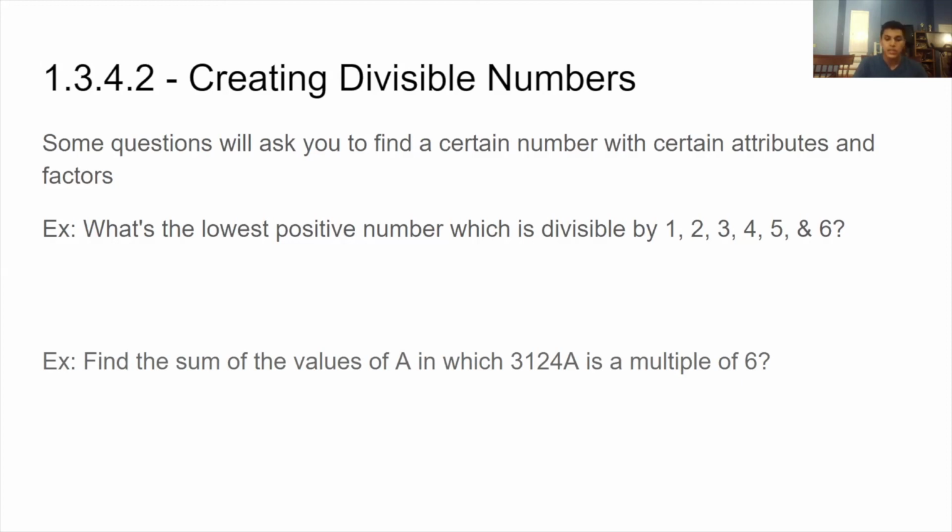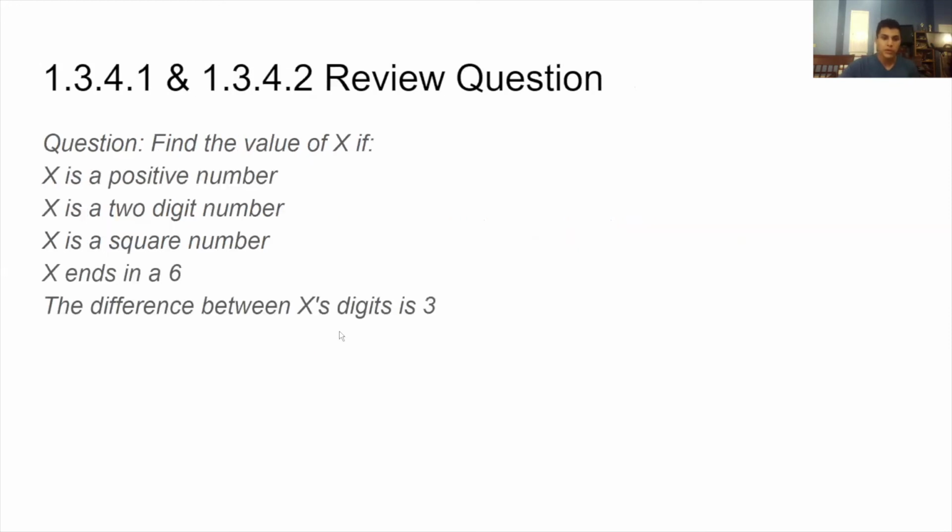And then we had to use our divisibility rules and simplify what 6 means, which is 2 times 3, in order to find the value of A. And then finally, we went over a review question where we had to find the value of X under certain conditions where it's a positive number, a 2-digit number, a square number, it ends in a 6, and the difference between X's digits is 3, and we found that to be 36.